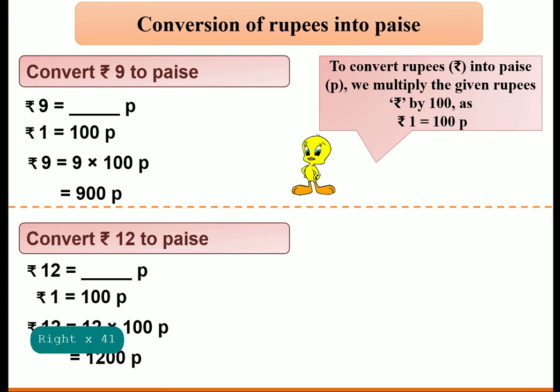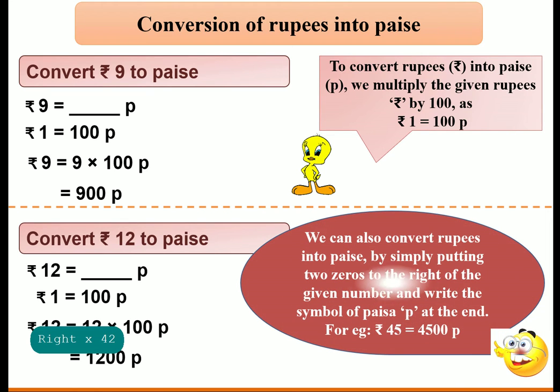So, here comes the shortcut. Yes, Mr. Shortcut, what are you telling us? We can also convert rupees into paise by simply putting two zeros to the right of the given number and writing the symbol for paise at the end. For example, rupees 45 is equal to 4500 paise. Thank you, shortcut.